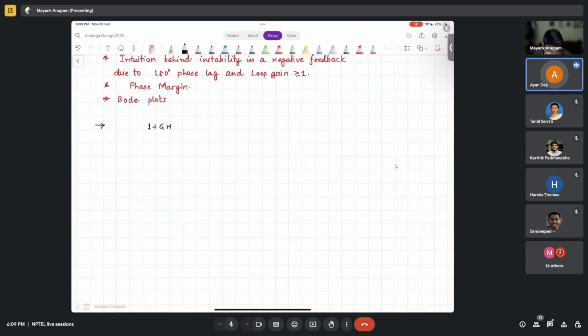Then sir wrote that the system will be unstable if p2 is less than omega u loop by 2. And then, two slides later, he mentioned there was an issue. That was a typo. It should have been that p2 should be greater than omega u loop by 2. That should be the condition for stability.